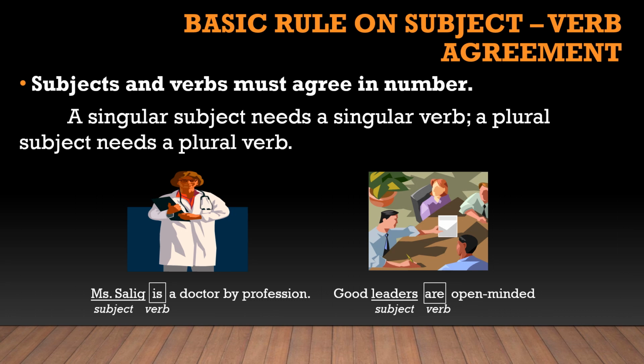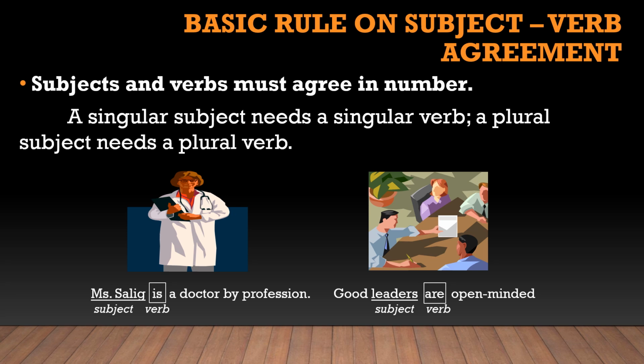Okay, let us recall the basic rule on subject-verb agreement. Subjects and verbs must agree in number. It means that a singular subject needs a singular verb. A plural subject needs a plural verb. Example, these pictures. The first picture, Miss Salig is a doctor by profession. So, Miss Salig is singular, so the verb should also be singular.